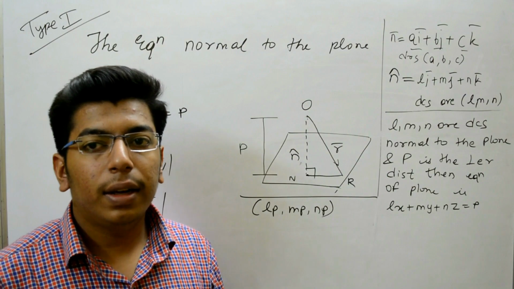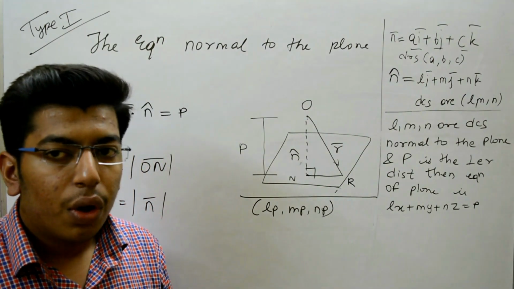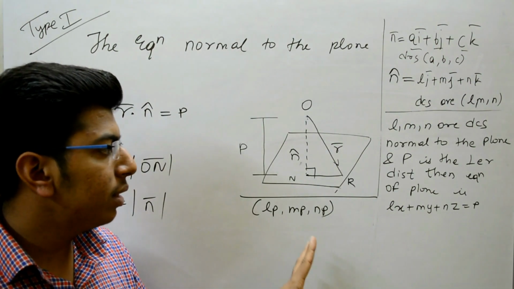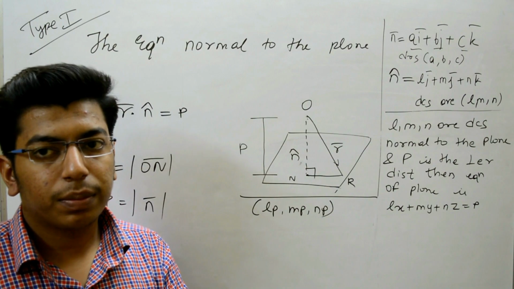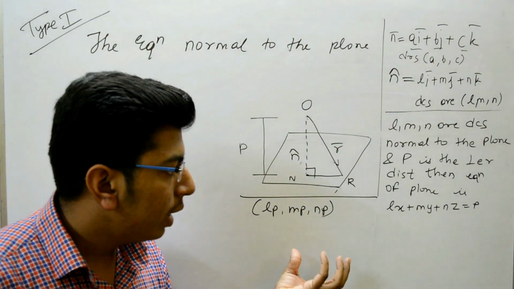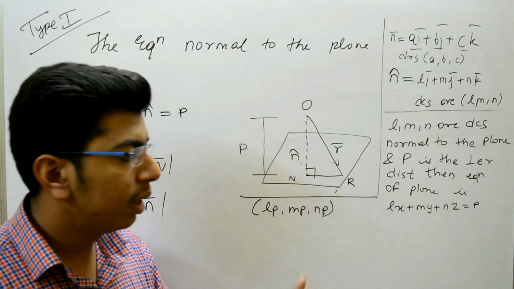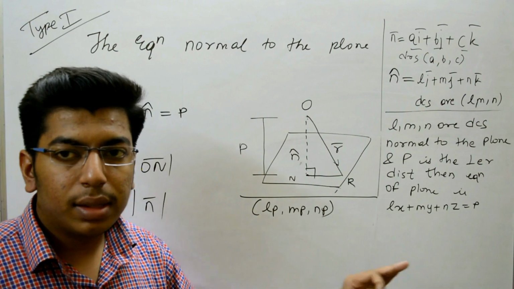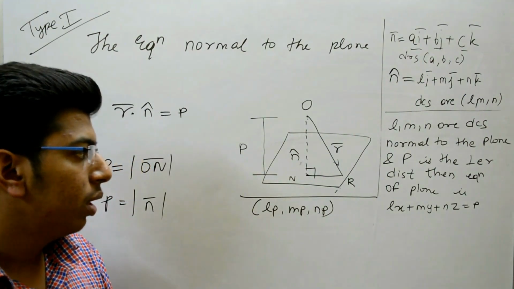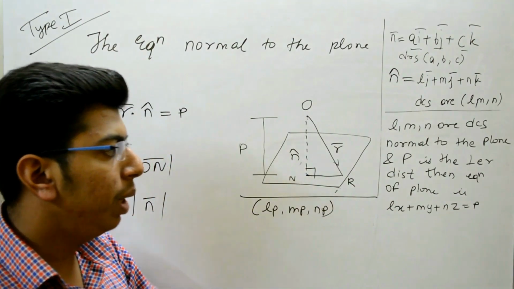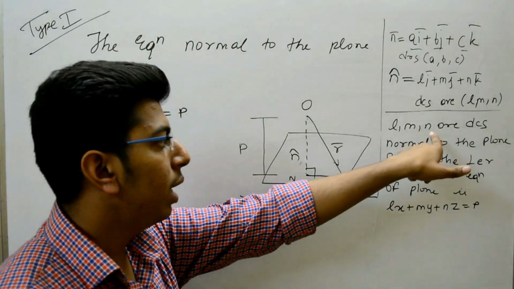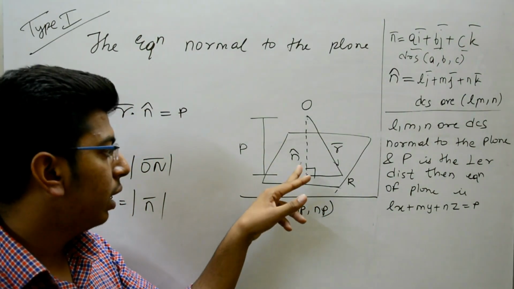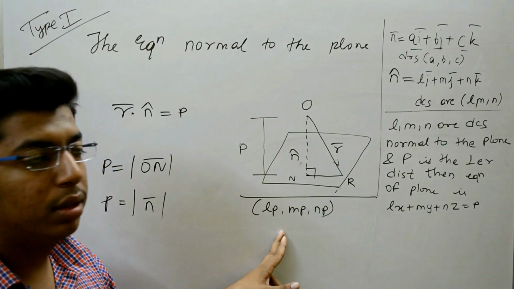Okay. So note it down that if L, M, N are the direction cosines normal to the plane, and P is the perpendicular distance, then the equation of the plane is Lx plus my plus nz equal to P. This is the equation of the plane when L, M, N are direction cosines, and this is the foot of perpendicular. Coordinates of this point is this.